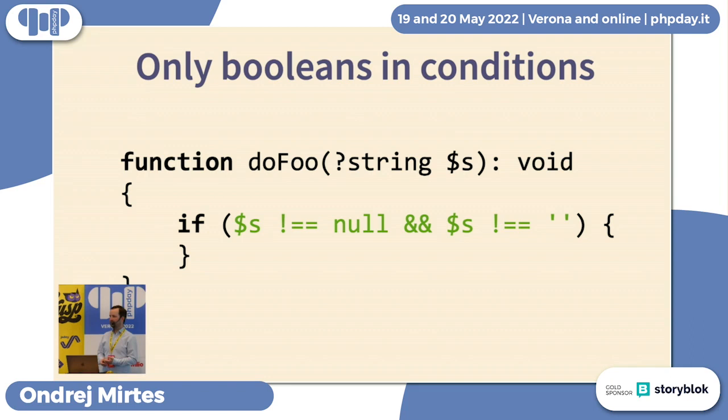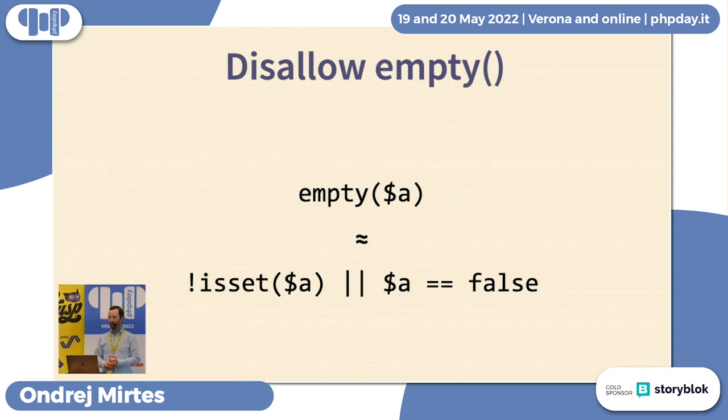Another thing that it is going to disallow is the empty construct. So there are several problems with empty. It returns true for an undefined variable. That's the first part, that empty is roughly not isset or isset and two equal signs false. So it returns true for an undefined variable. So an undefined variable in an empty construct is not going to throw any notice, any warning, nothing. It's just going to return true. And so it hides potential errors in your code.